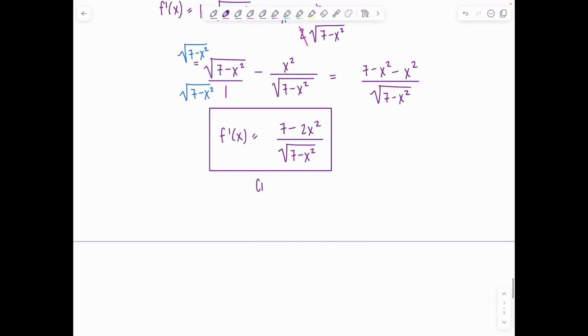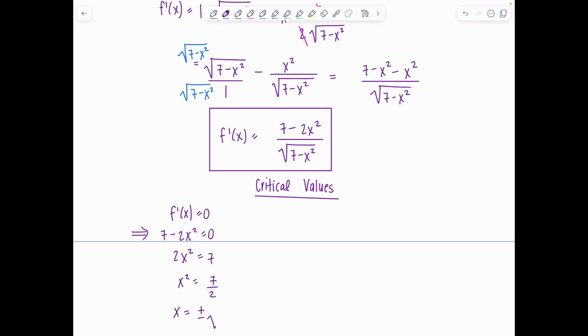They come from 2 places. They come from where f prime of x is 0. And that happens when the numerator is 0. So that would happen if 7 minus 2x squared is 0. So that would mean 2x squared equals 7. X squared is 7 halves. So x would be plus or minus rad 7 over 2. If we rationalize, that's plus or minus rad 14 over 2.